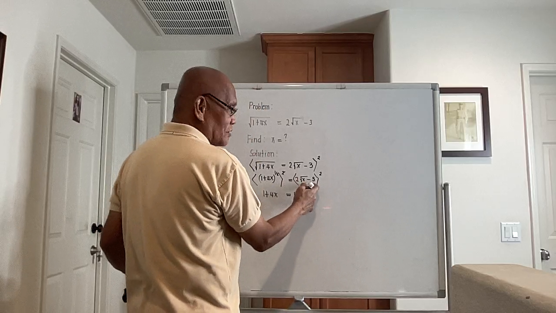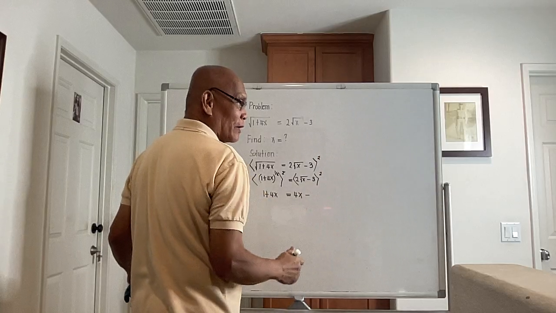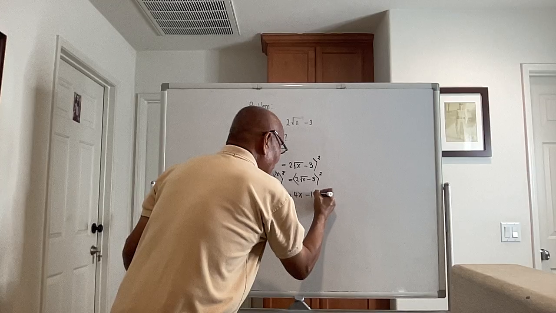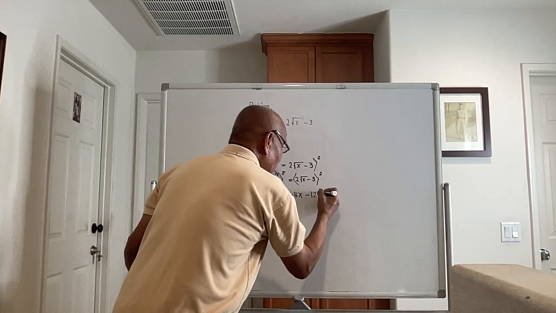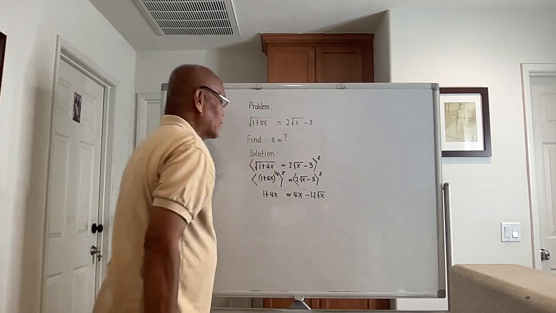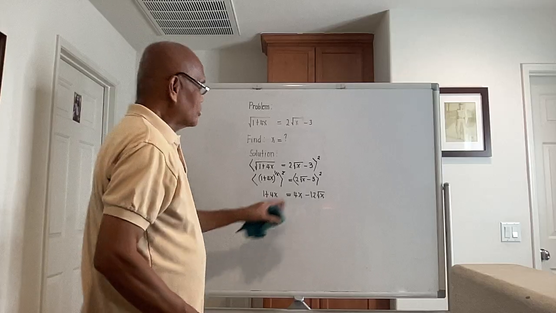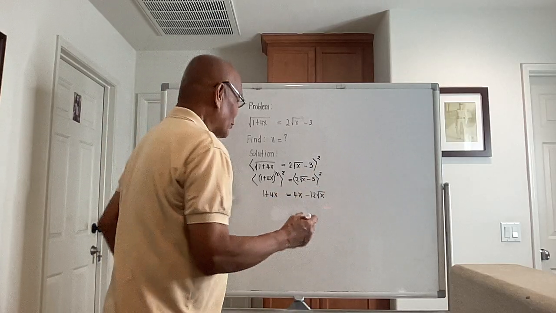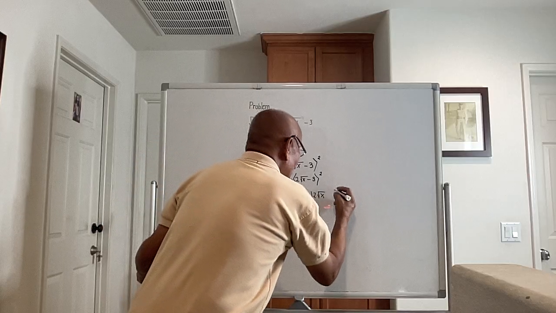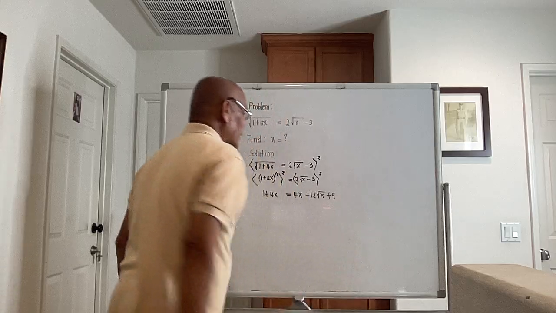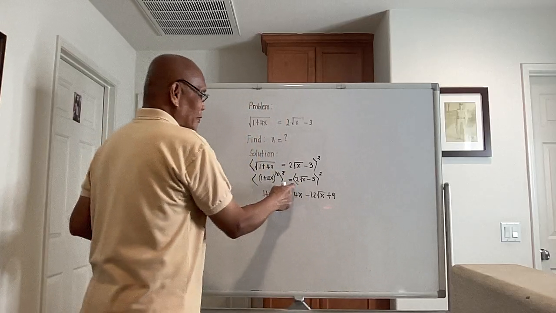2 times 3 is 6, but we will multiply it by 2. So this will become 12 the square root of x. Right? And the square of the second term will be a negative 3 quantity square. That will be plus 9. Right? So this is actually the square of a binomial.